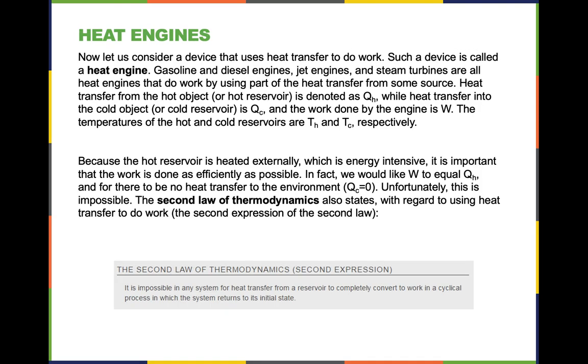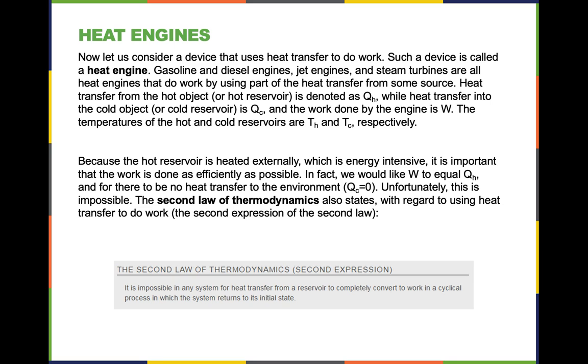So for heat engines, now let us consider a device that uses heat transfer to do work. Such a device is a heat engine. Gasoline and diesel engines, jet engines, and steam turbines are all heat engines that do work by using part of the heat transfer from some source. Heat transfer from the hot object or hot reservoir is denoted by QH, while heat transfer into the cold object or cold reservoir is QC, and the work done by the engine is W. The temperatures of the hot and cold reservoirs are TH and TC respectively.